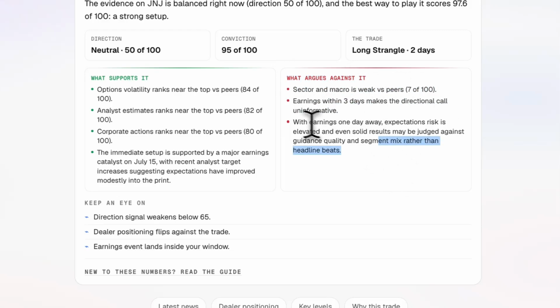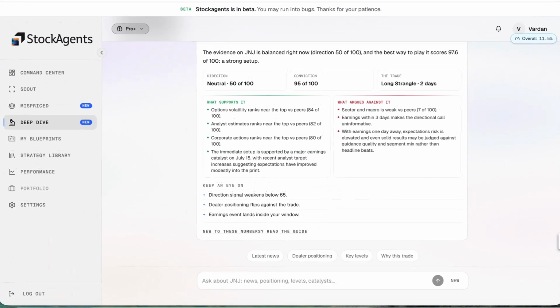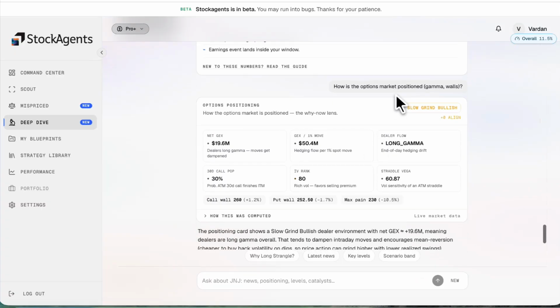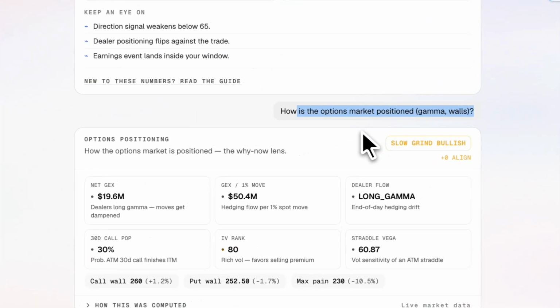Direction below 65, dealer positioning flips. Take profit at 50% of the debit. Hard stop at minus 75. Ask it anything about the position. Every card shows how it was computed.